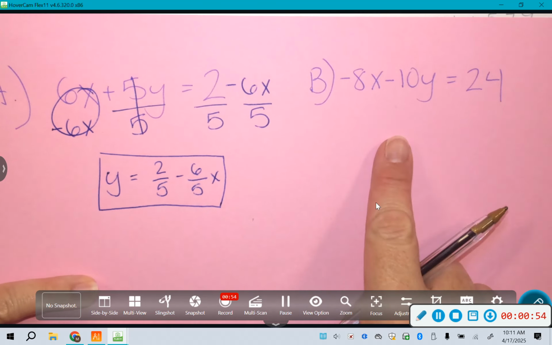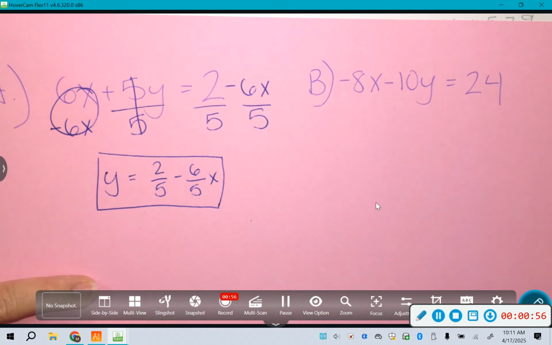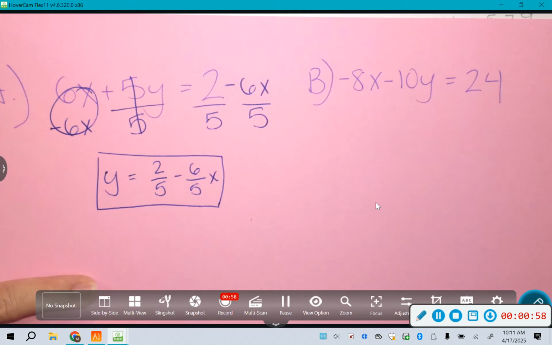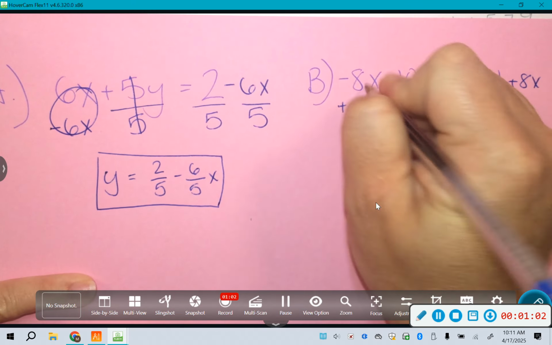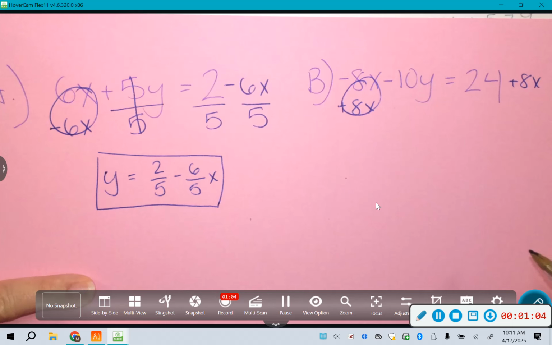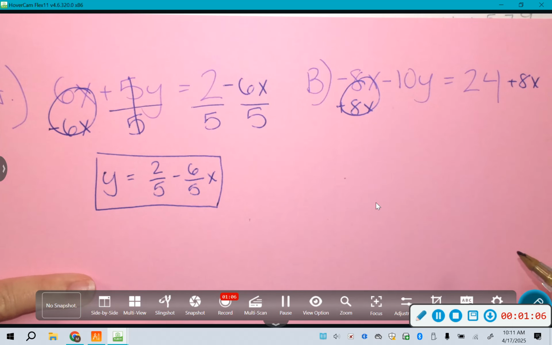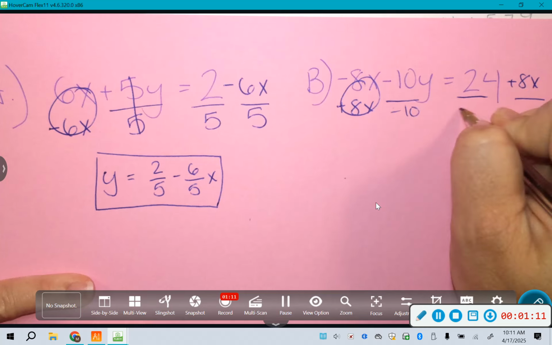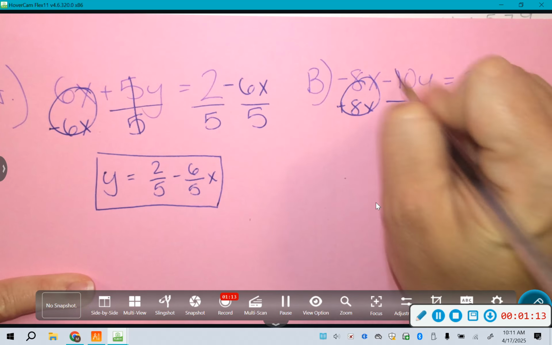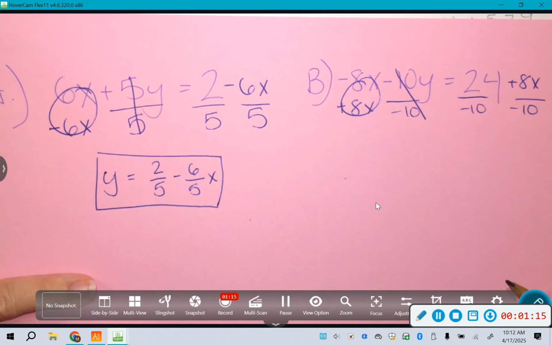So knowing that, what would we do here? Same thing. How do I move the x? Plus 8. Yeah, plus 8x. Now what? Divide everything by -10. If you forget the negative, I do need y'all to realize that that changes everything. So we're left with, this is what I call lazy solving, is what's left right here.